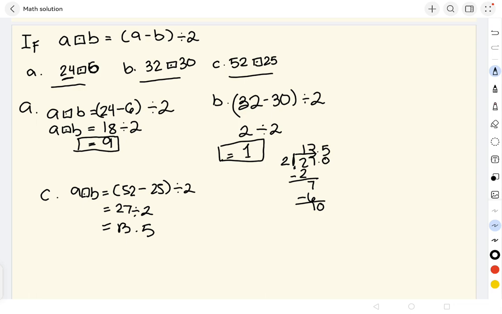So now I've calculated that A is equal to 9, B is equal to 1, and C is equal to 13.5.